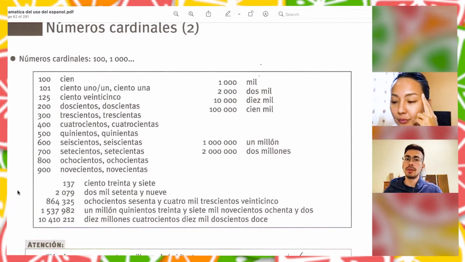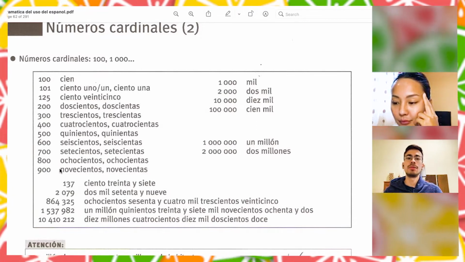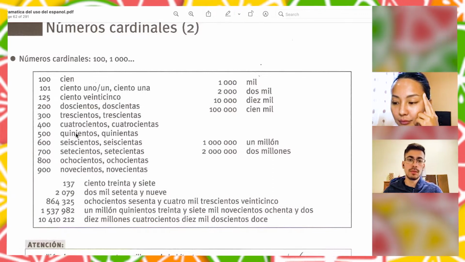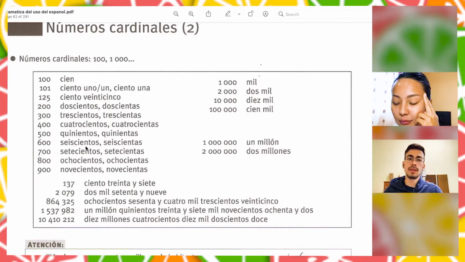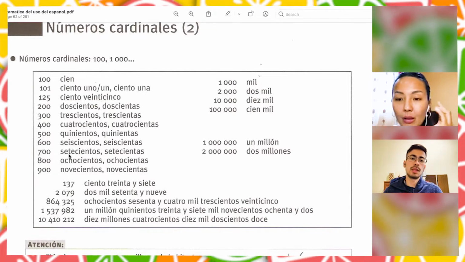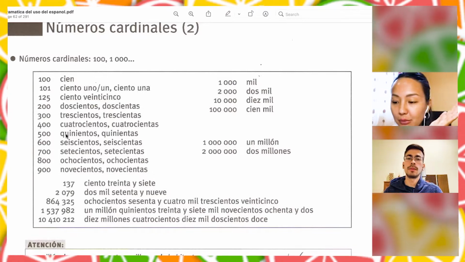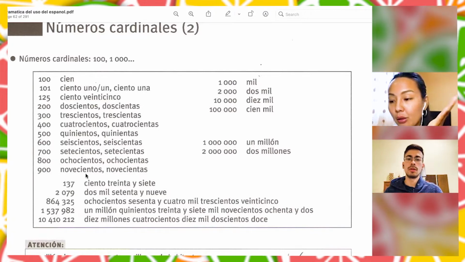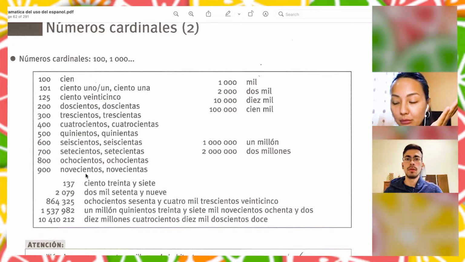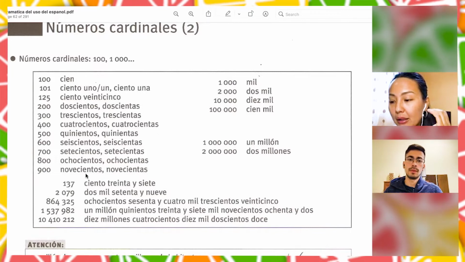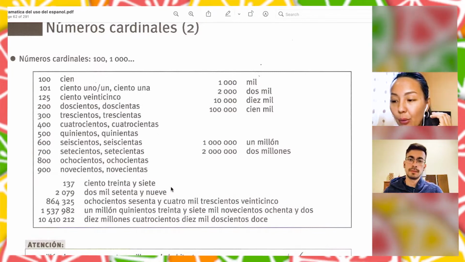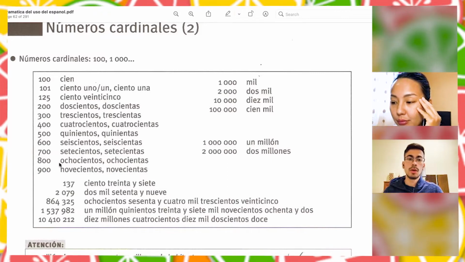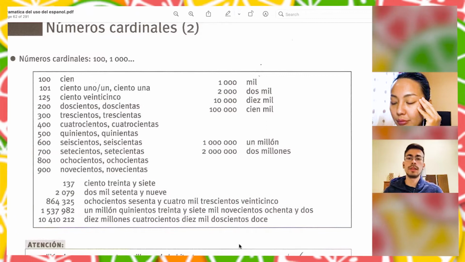Okay, 600, 700, 800, 900. So if we see, we have this part, cientos, and we just add the number in the beginning. Guys, let me remind you that it is novecientos for 900. The ending os is for masculine, and as is for feminine. Feminine, right? Yes, that's correct. So we have 900.